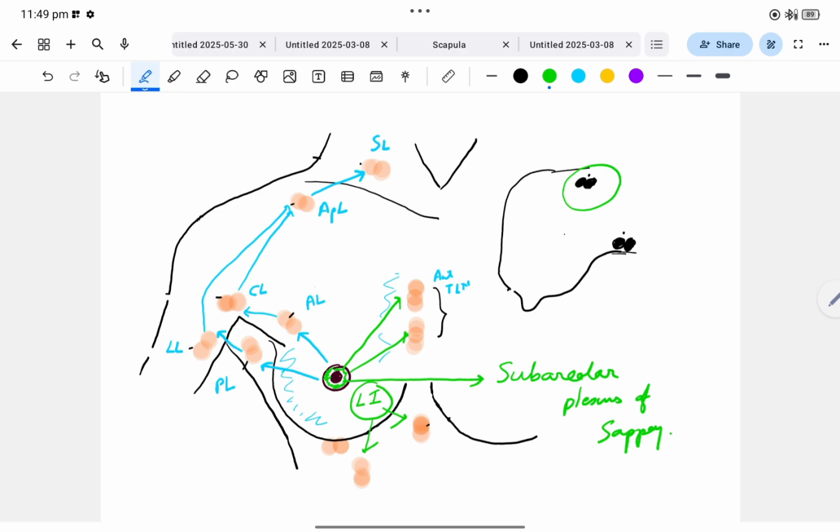And one more important point, the anterior and central group of nodes. The nodes which are present centrally and anteriorly are commonly involved in carcinoma of breast. So which was the anterior and central group? This was the anterior and this was the central lymph node. So these two lymph nodes of the breast are involved in carcinoma of breast.